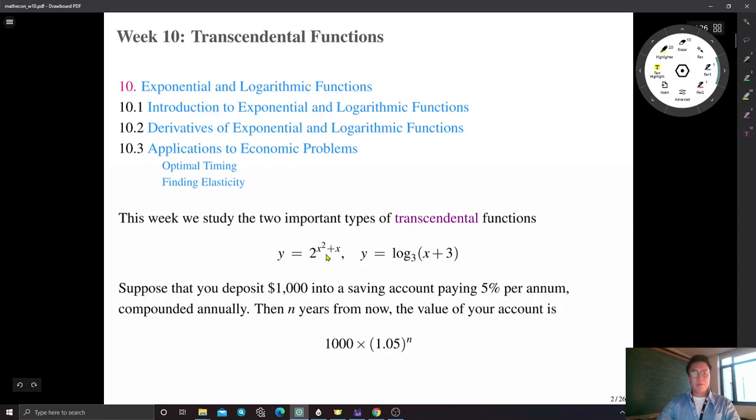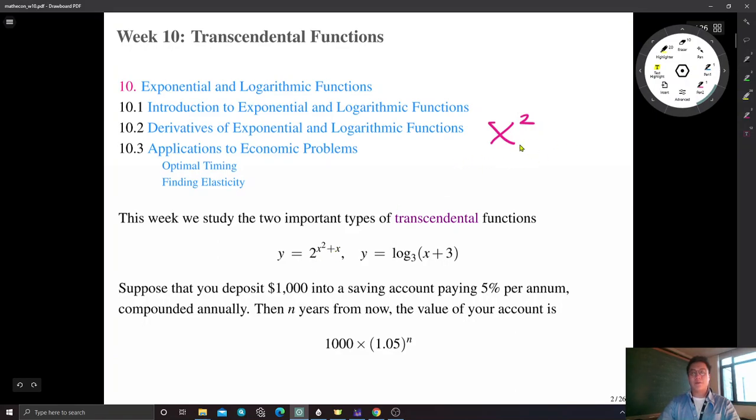So let me first talk about exponential function. So if you compare this exponential with what we have seen before, that is a polynomial, okay? X squared, for example, then you can easily see that these two functions have the same basic components. Okay? Polynomial has the base and the exponent, and so does exponential function. And then the only difference is we interchange the exponent and the base.